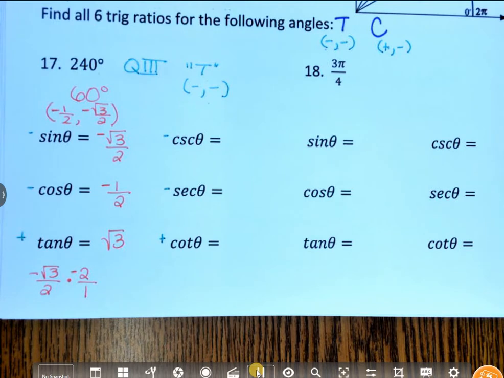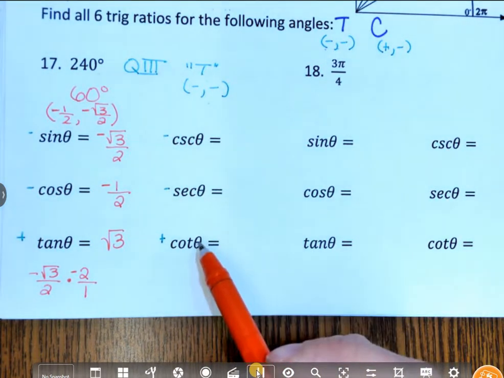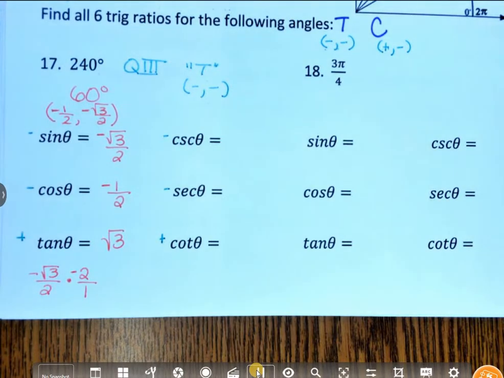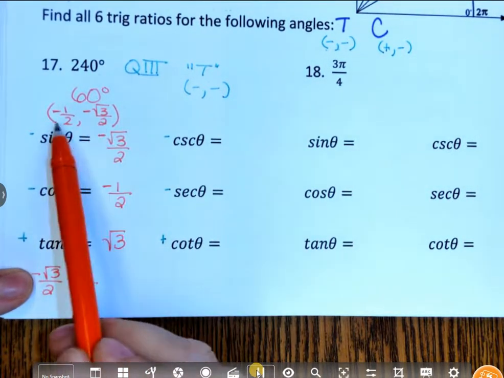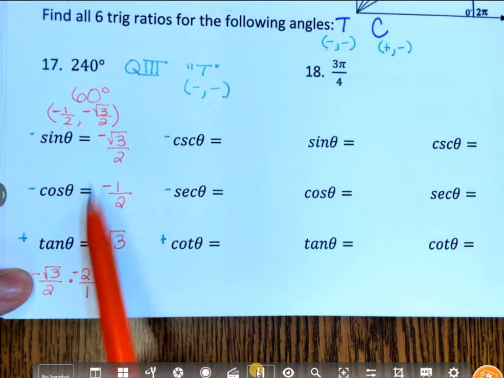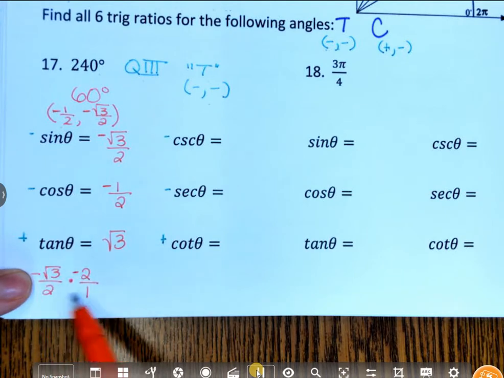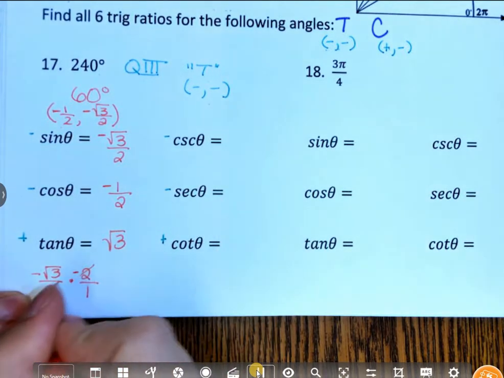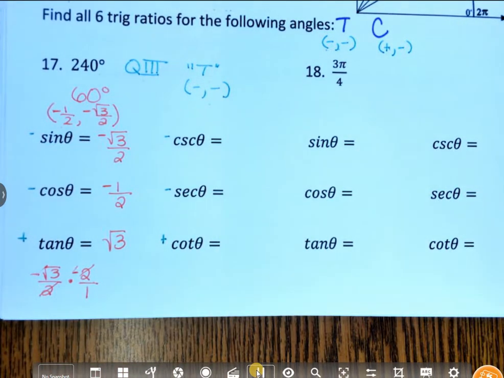The ickiest part about this are those guys. I mean, it's easy to understand what they're going to do, but you're going to have to rationalize. You look questioning. So tangent is y over x. So √3/2 times the reciprocal, because that's over. 2's cancel each other out. Negatives cancel each other out. And you're left with √3/1.